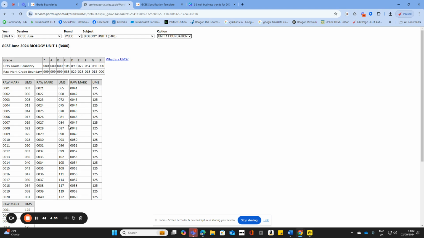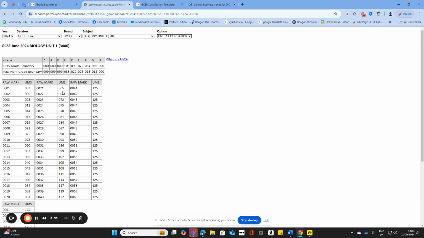The other thing that's worth noting is the raw marks here. If you look at them, they go up to, I think it's 40, 41 there, which gives you 125. That's the maximum you can achieve on a foundation paper. So 40, which is just over half marks, will give you 125. That's the maximum, one less than you need to get a B grade on the UMS scale. So it gives you some idea. You can actually look back and see what your raw grade was.